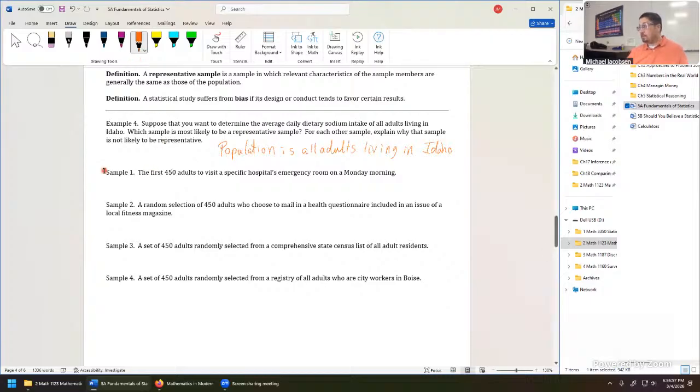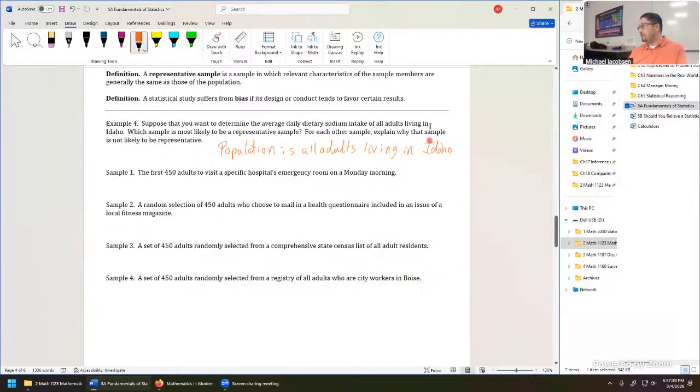Let's think about these. The first sample is 450 adults to visit a specific hospital's emergency room on Monday morning. That's oddly specific. Sample 2 is a random selection of 450 adults who choose to mail in a health questionnaire included in an issue of a local fitness magazine. That's interesting and highly specific as well. Sample 3 is a set of 450 adults randomly selected from a comprehensive state census list of all adult residents.